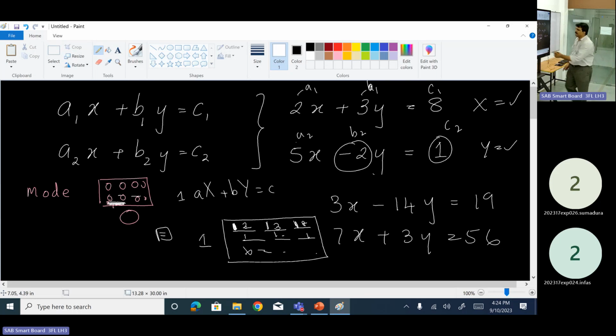So here that matrix is for the values, right? These 2, 3, 8, 5, minus 2, 1. The values together.